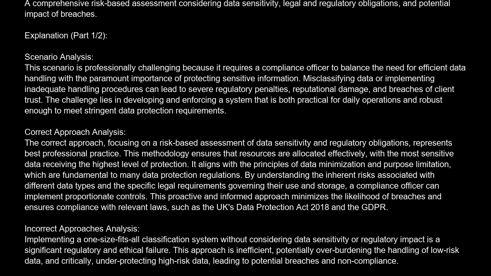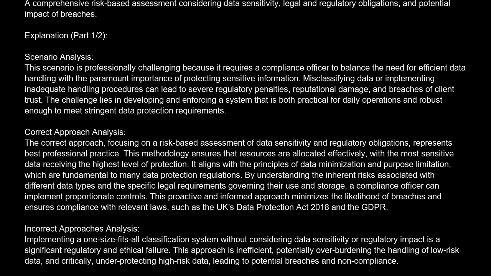Correct approach analysis. The correct approach, focusing on a risk-based assessment of data sensitivity and regulatory obligation, represents best professional practice. This methodology ensures that resources are allocated effectively, with the most sensitive data receiving the highest level of protection. It aligns with the principles of data minimization and purpose limitation, which are fundamental to many data protection regulations. By understanding the inherent risks associated with different data types and the specific legal requirements governing their use and storage, a compliance officer can implement proportionate controls.